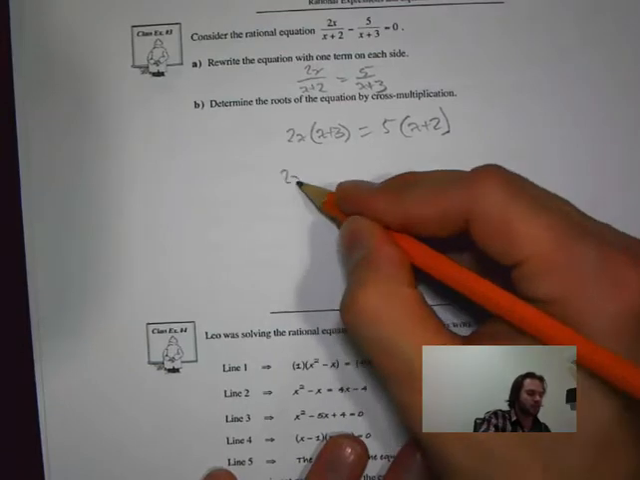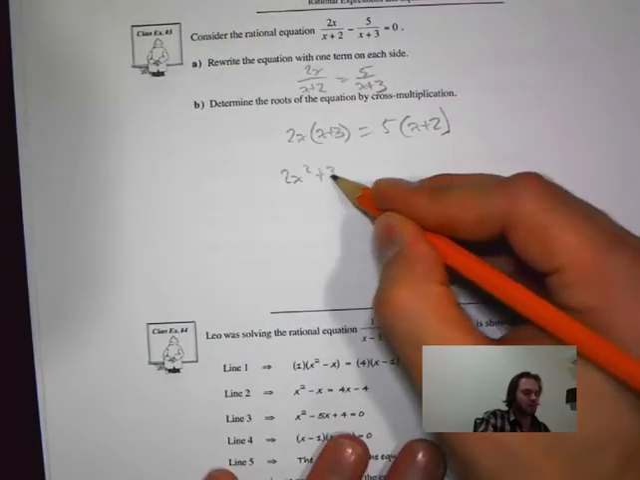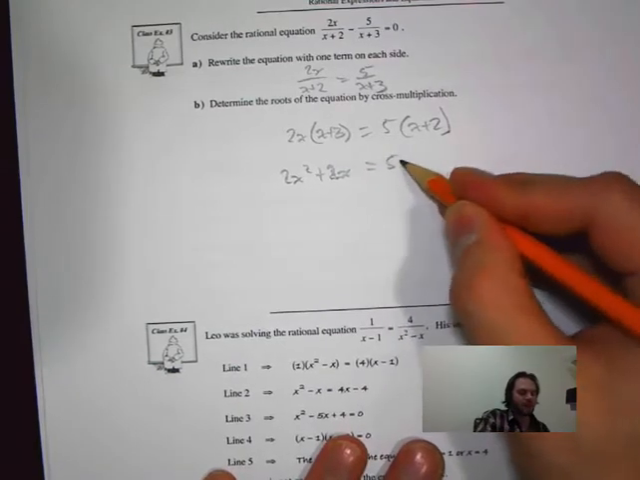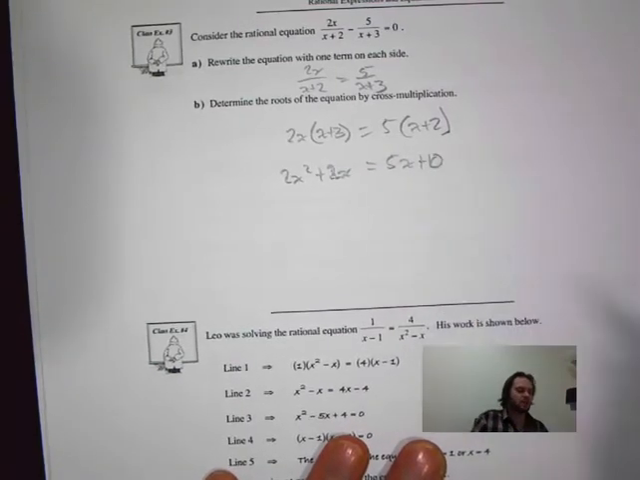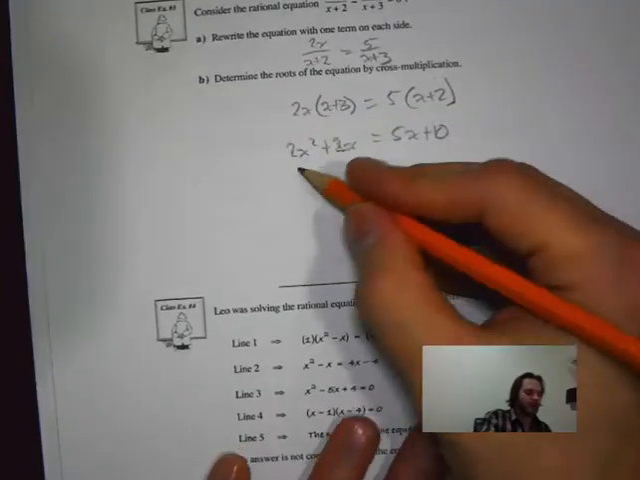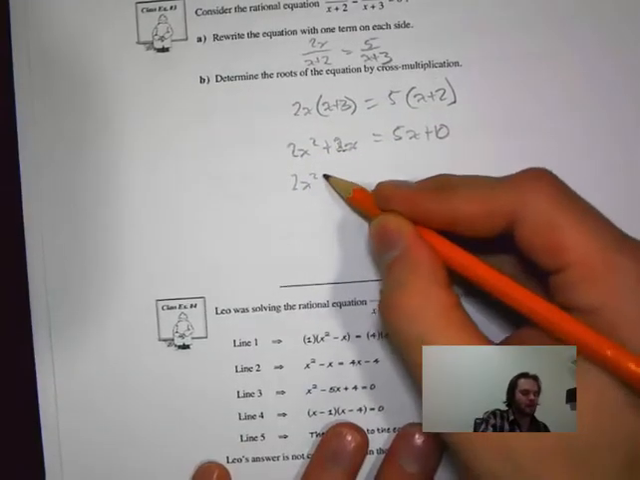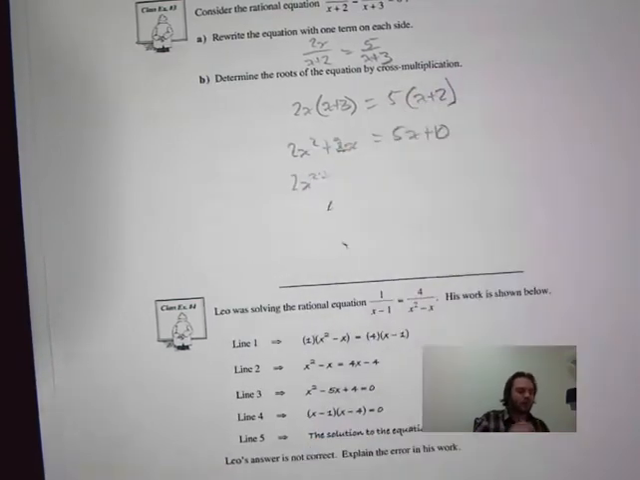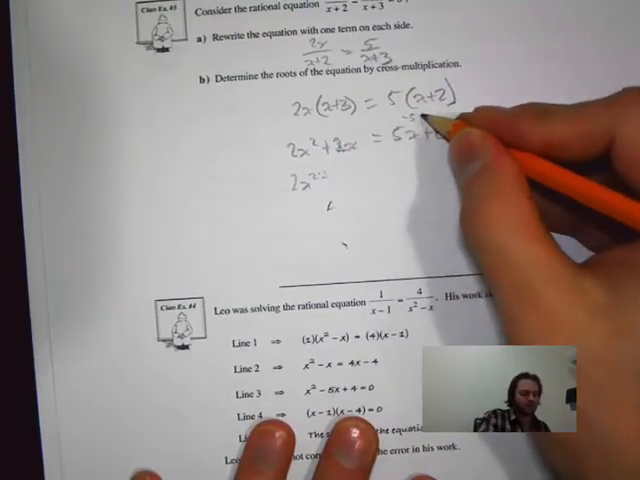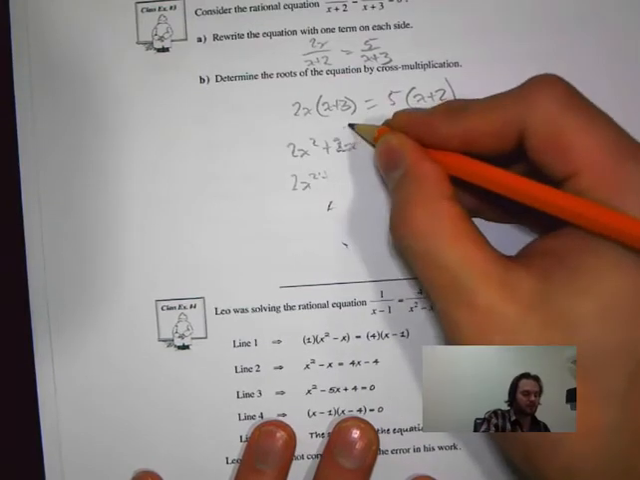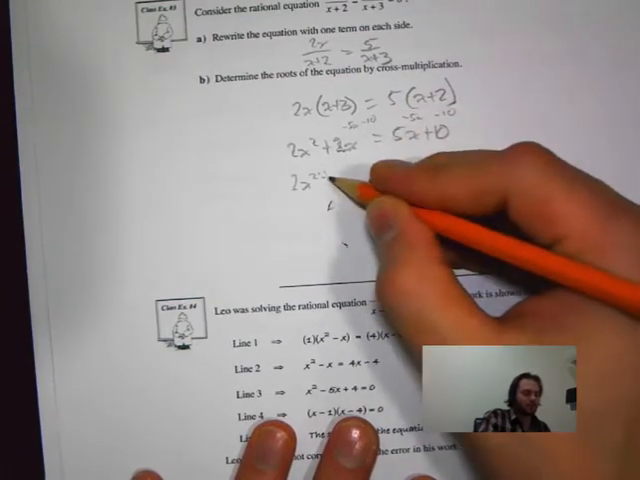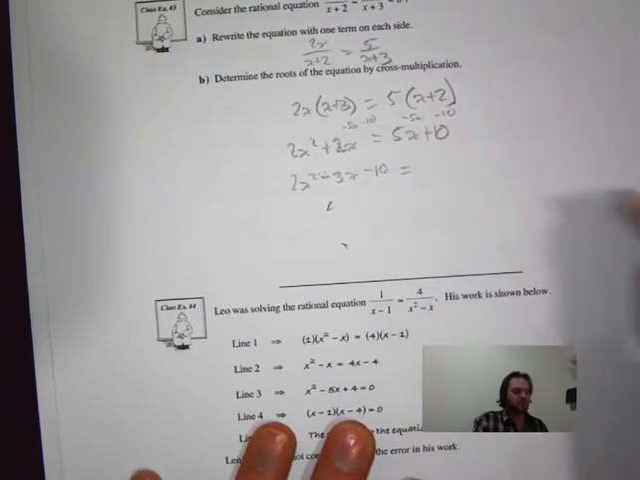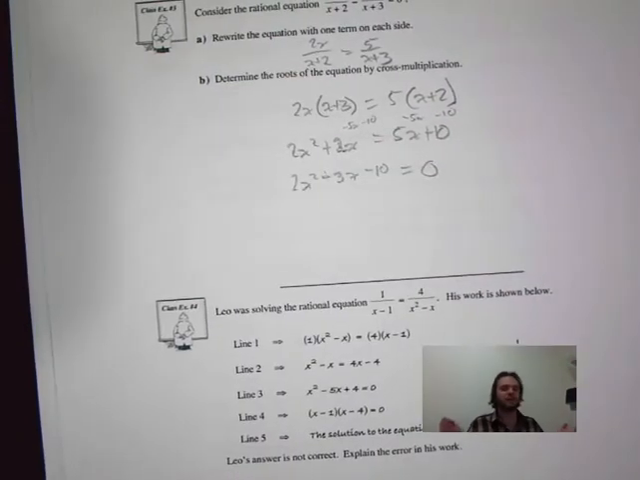So here we're going to get 2x squared plus 3x, plus 2x is equal to 5x plus 10. Now I have to move everything to one side. So we're left with 2x squared plus 2x minus 5x, so we get minus 3x, and we have minus 10. It's equal to 0. So now we must factor this.